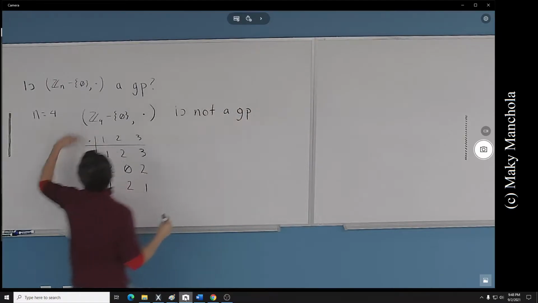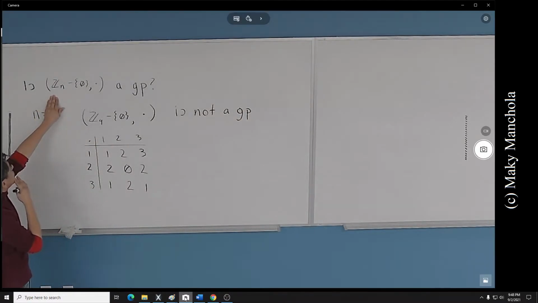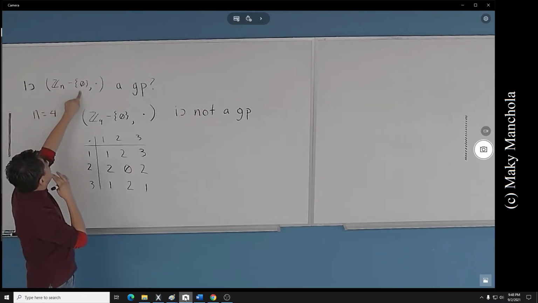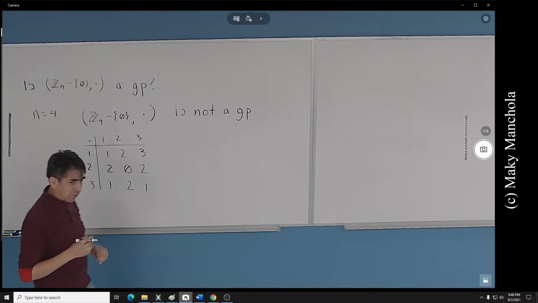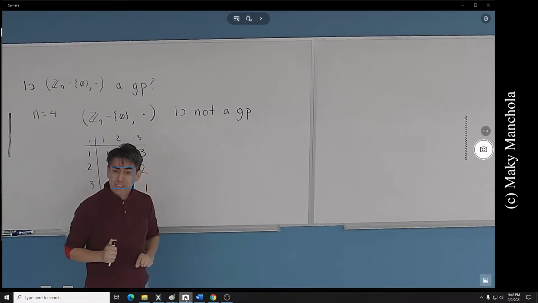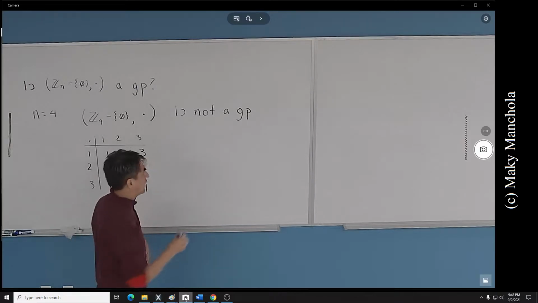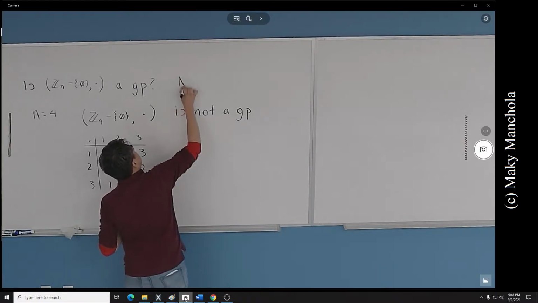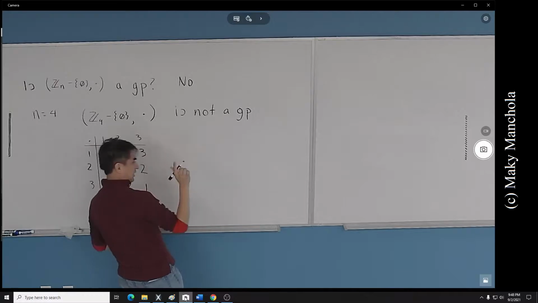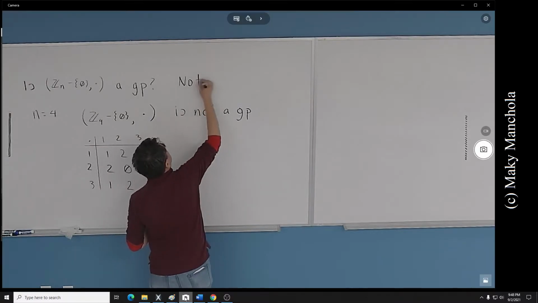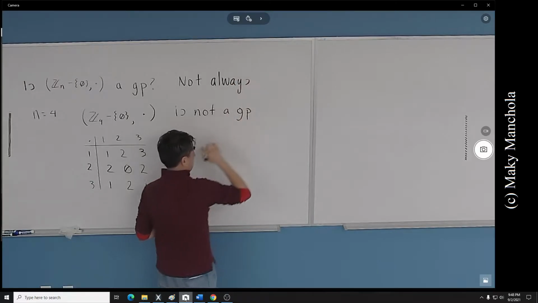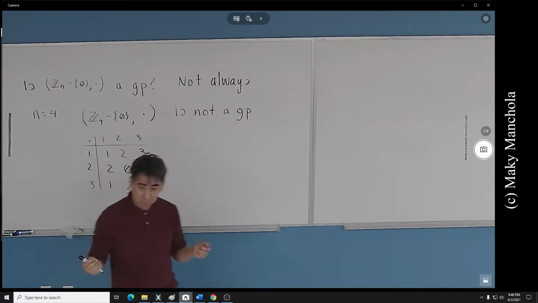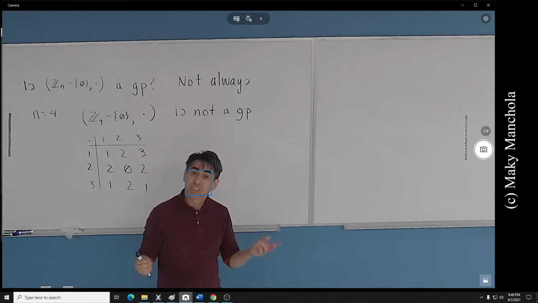So going back to our original question, is the structure Zn excluding 0 together with multiplication modulo n a group? We have to say that that's not going to be the case all the time. So not always. It cannot be all the time because we have cases where it doesn't happen. Now we have to determine whether the answer is sometimes or never.